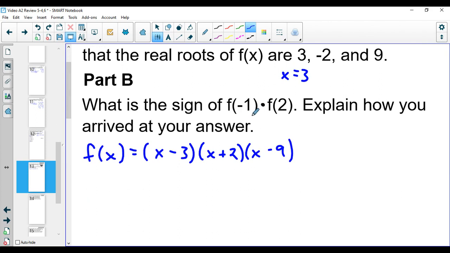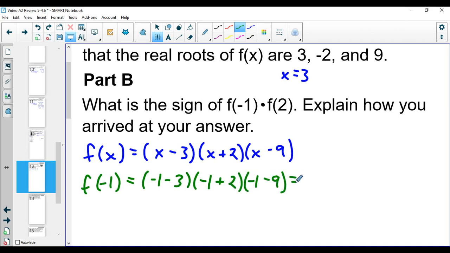Now we can find f of negative 1 and f of 2, because for f of negative 1, which I'll do in green, I guess, we just plug in negative 1 for x. So this is going to be negative 1 minus 3 times negative 1 plus 2 times negative 1 minus 9. And let's see what that comes out to. That's negative 4 times 1 times negative 10, which is going to equal a positive 40, which really we only care about the sign here. They're asking us what the sign is, like essentially whether it's positive or negative. So really we only care that this is a positive number. Now we're going to do f of 2.